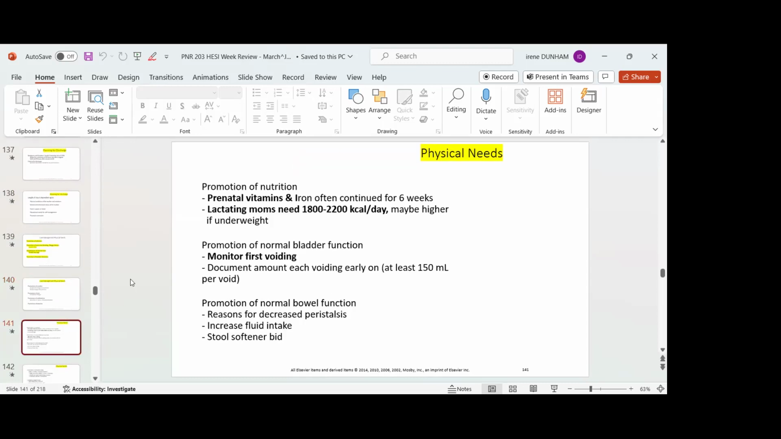Nutrition. You've got prenatal vitamins and iron. Continue that for 6 weeks. Lactating moms need a little bit more. I usually get them to breastfeed on this because I say you can have 500 extra calories if you're breastfeeding, and they go, oh, that's a lot. Yes. We want to make sure that her bladder is good and she's voiding well. Make sure she knows how to do pericare, how to wipe herself, and how to apply a peri pad.